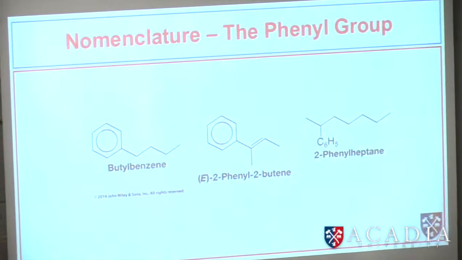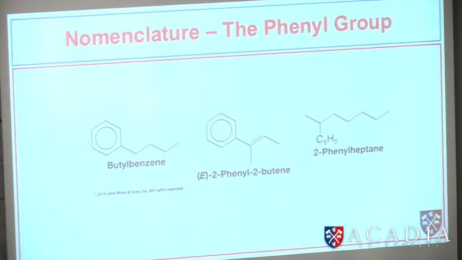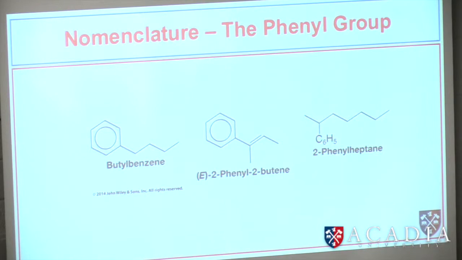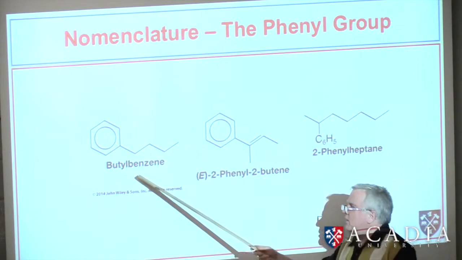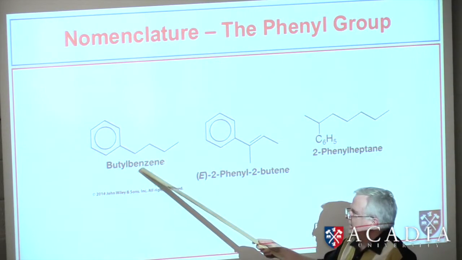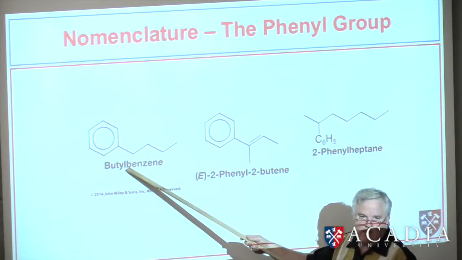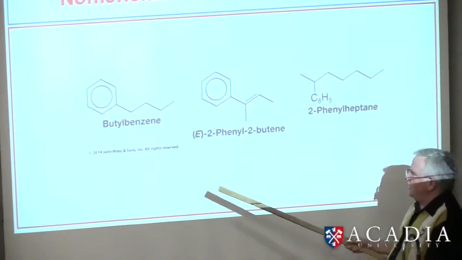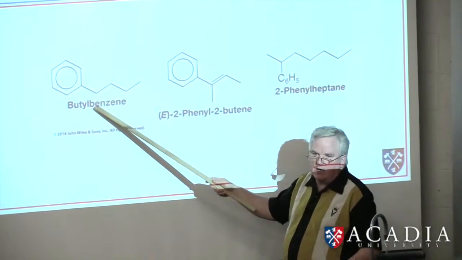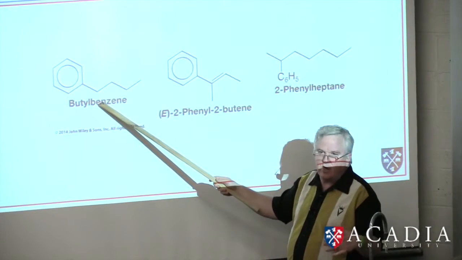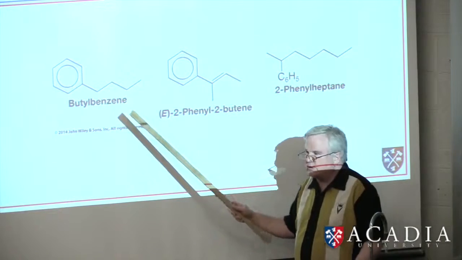The benzene ring itself, when it's a substituent, we talk about as being a phenyl group. So this is butylbenzene, but we could also call it phenylbutane. It would be 1-phenylbutane. The fact that we don't have the number there implies that it's 1. Whenever the number isn't there, it implies that it's in the 1 position.